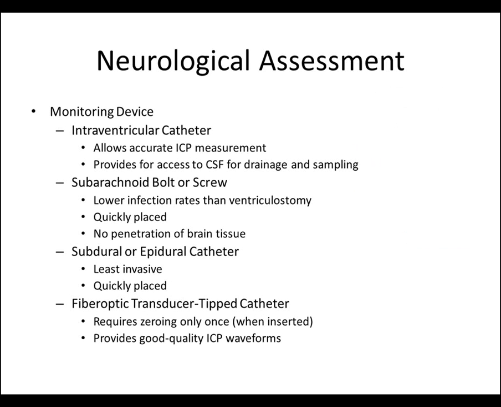One of the first devices that we'll talk about is the intraventricular catheter. It's a small tube that's inserted into the anterior horn of the lateral ventricle of the non-dominant cerebral hemisphere. Some of the advantages of the intraventricular catheter are that it allows for accurate monitoring of the intracranial pressure, but it also allows you access to the cerebral spinal fluid. So if you need to drain some of the cerebral spinal fluid, or you need to sample it or send it off for testing, you're able to do that with the intraventricular catheter.